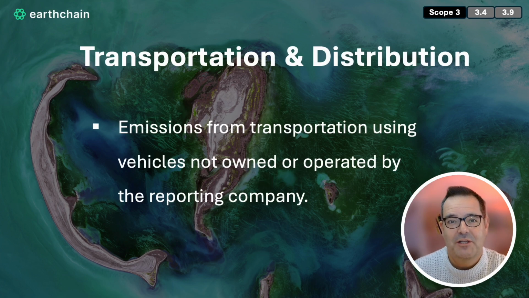In this episode, we're looking at accounting for freight emissions. These mainly fall under Scope 3, Subcategory 4 for upstream transportation and distribution, where the vehicles used are not owned or operated by the reporting company, and they're paying a third party for shipping the goods.